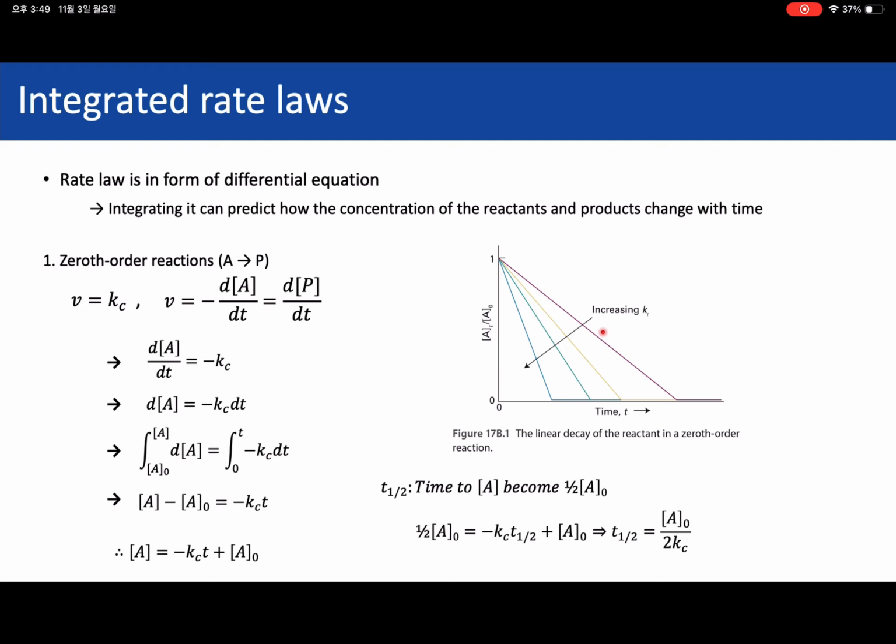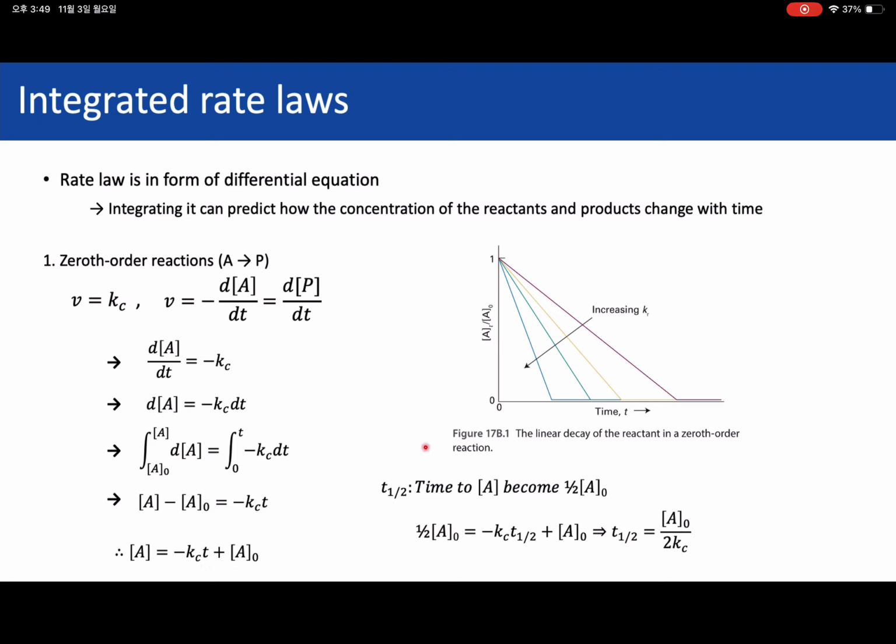As we can see, as we increase this K value, which is Kc, the slope of this line, it will decay faster with respect to time. So you can see that as we have a higher K value, the molar concentration decays faster. So it takes a shorter time to consume all the initial reactants.